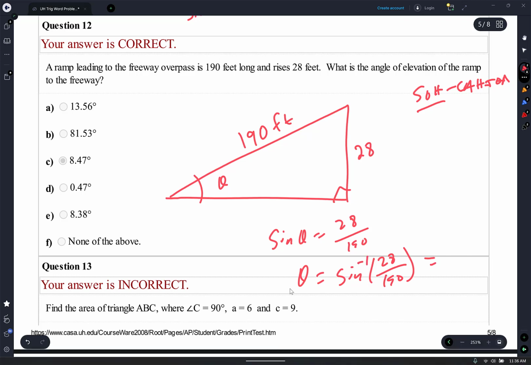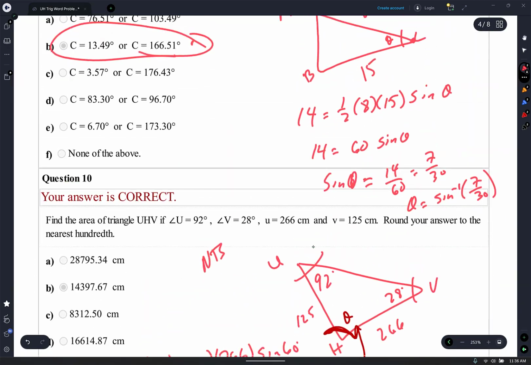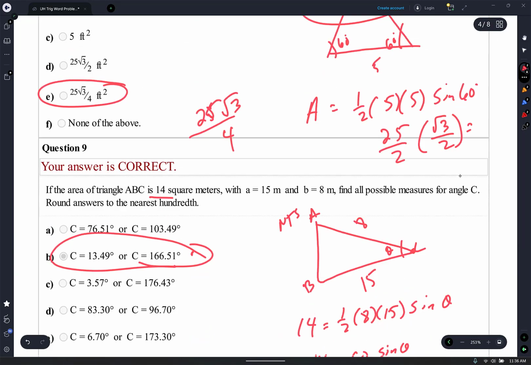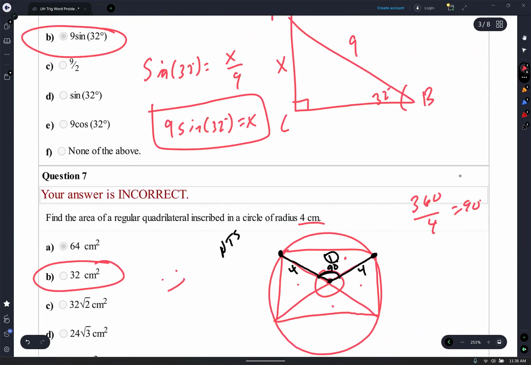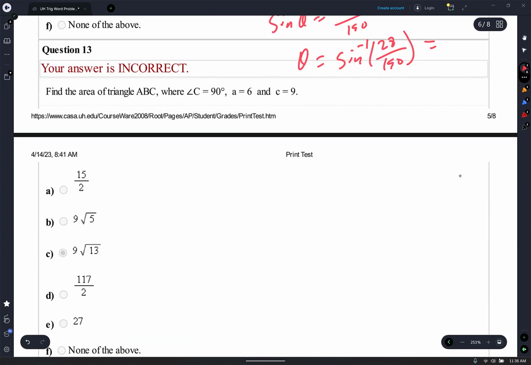I said arc sine and I didn't put the little inverse. Did I make that mistake last time too? Let me make sure that I didn't. No, I put the inverse in there. All right, we're good. Sorry guys, I have to make sure real quick.